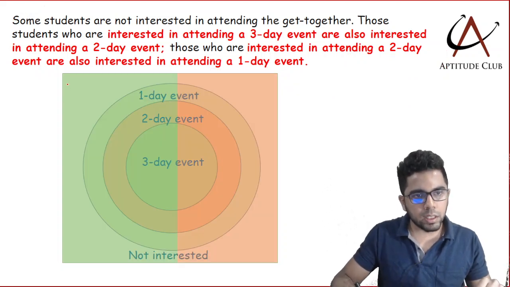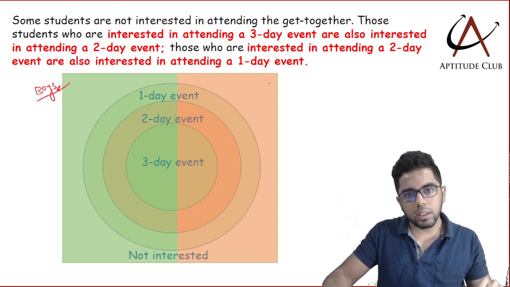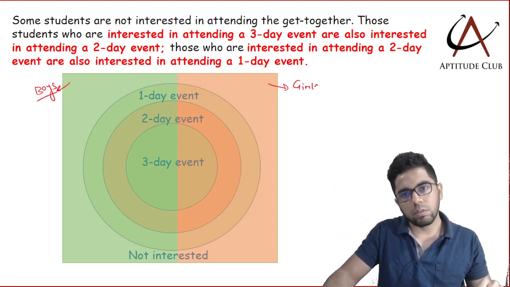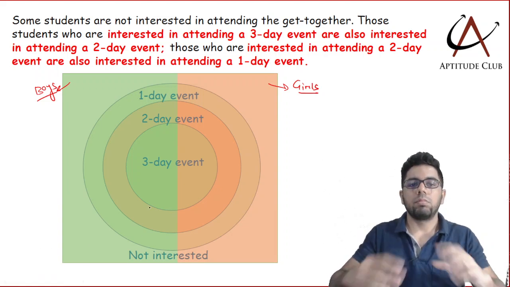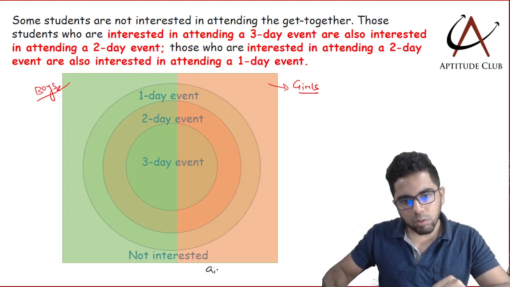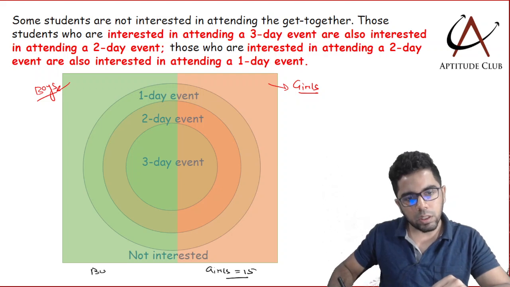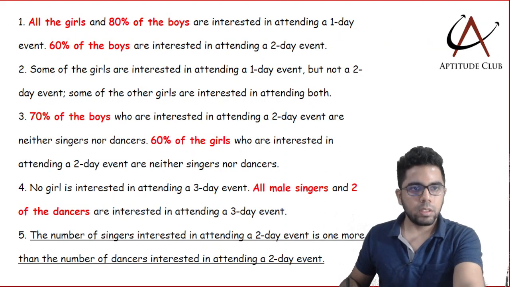Let us say this green part represents boys and this represents girls. And now we'll systematically try and fill up the data individually. Let's see what comes and what doesn't. And for the girls part I know that total girls here is 15, but total boys I don't know how much. That is what we have to find.